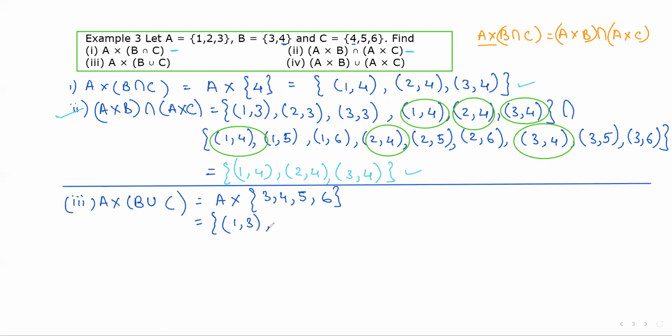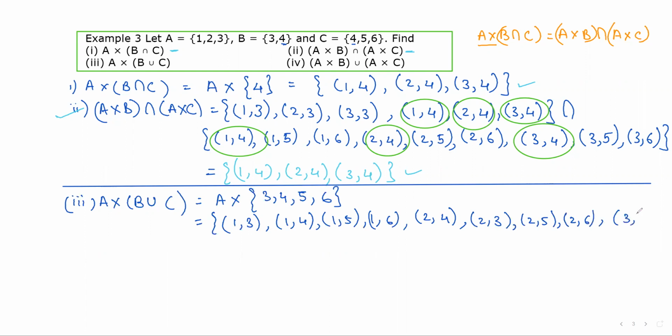(1, 3), (1, 4), (1, 5), (1, 6), (2, 3), (2, 4), (2, 5), (2, 6), (3, 3), (3, 4), (3, 5), (3, 6).